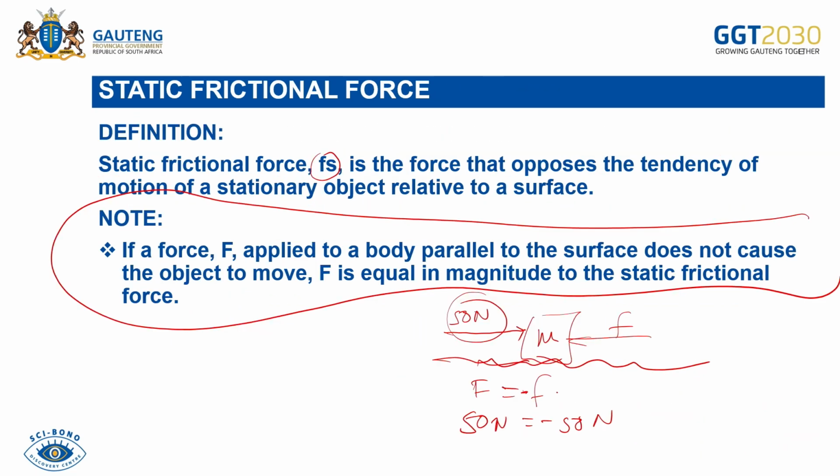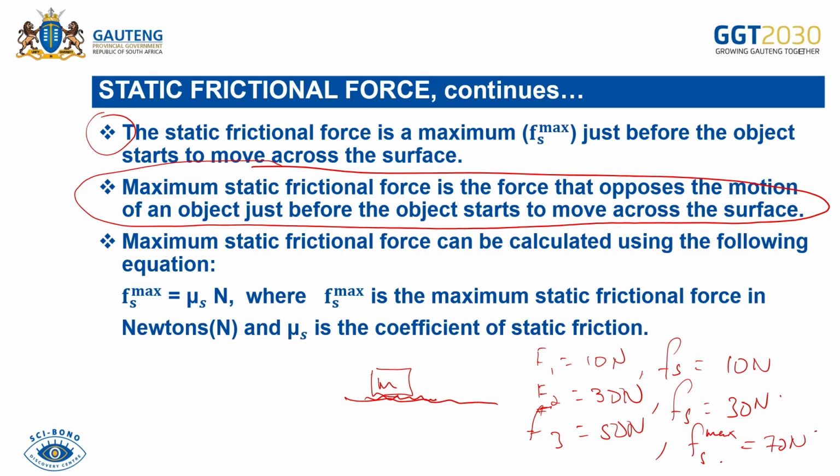let me put it nicely here, because our static frictional force is the force that opposes the tendency of motion of a stationary object relative to the surface, right? So this one is just before the object starts to move. So that is the force that opposes the motion of an object just before the object starts to move across the surface. So that is the maximum static friction.